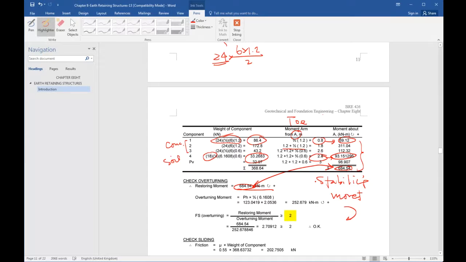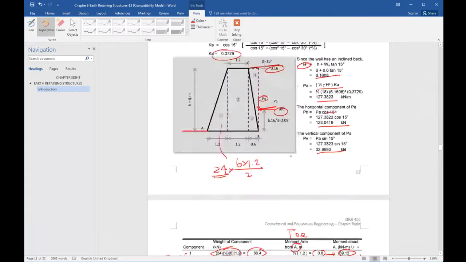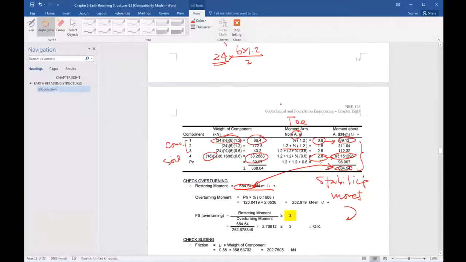And the overturning moment is equal to what? The horizontal force, right? Here it's 123 something, and here is 1/3 above the bottom. So 123.04 times 2.05, okay, 2.123. So that gives you the overturning moment.